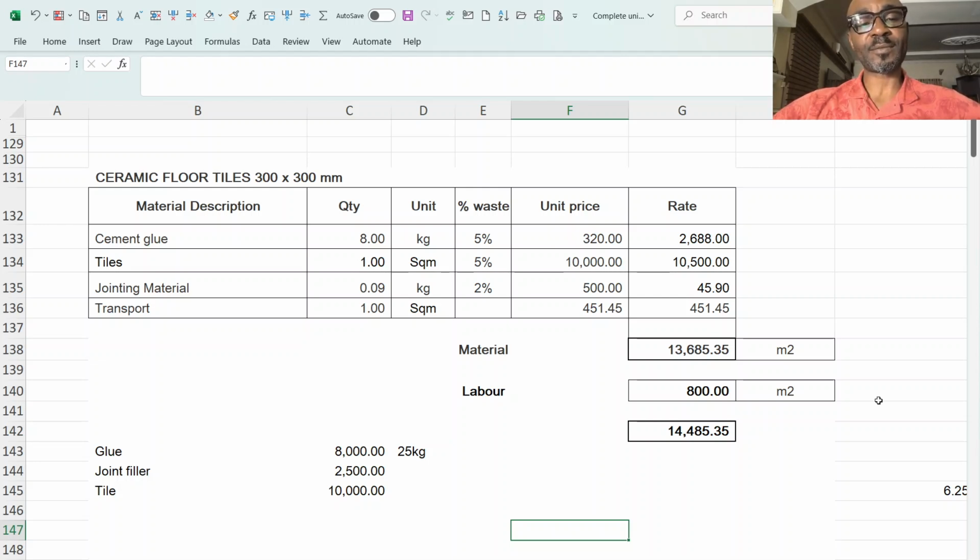Our topic of discourse on this episode will be how to calculate materials for a square meter of tiling.